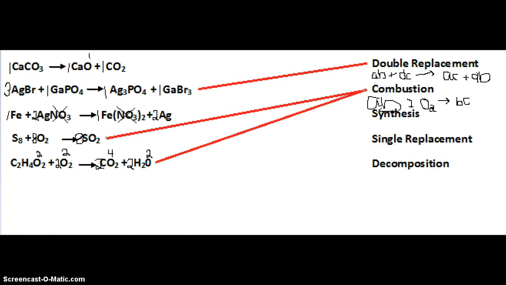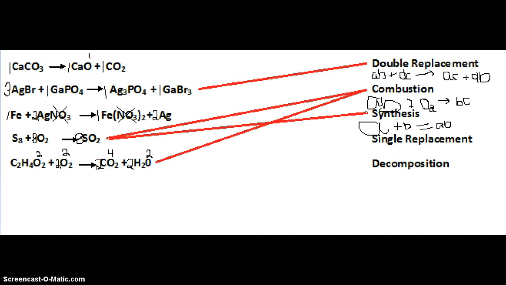Alright, the next one is synthesis. Now, synthesis is basically what it sounds like. It's a synthesis of different elements. So we've got A plus B equals AB, for example. That is perfect synthesis. And we've got that right here. So we've got sulfur plus oxygen equals sulfate. And as you can see, they're simply synthesized and connected. So I'm going to draw a line from there to there as well.